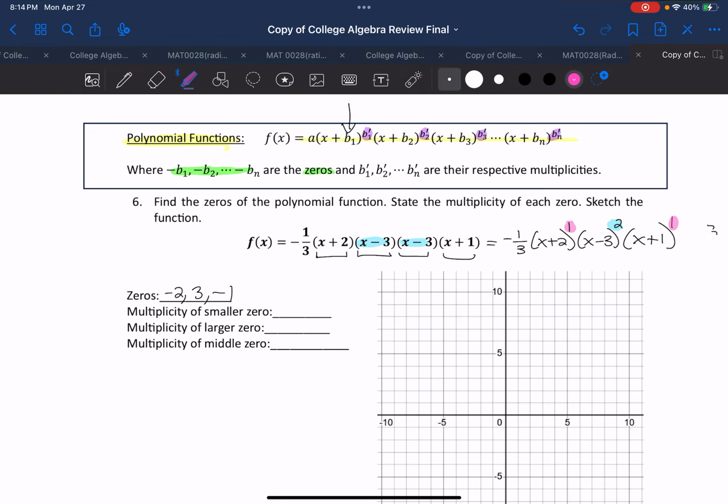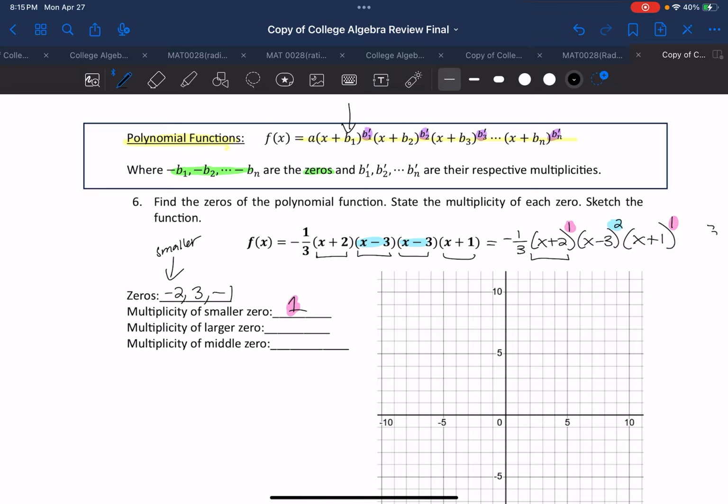Okay, so it says the multiplicity of the smaller zero. Smaller zero just means which one of these was the smallest number. Negative 2 was the smallest number out of 3 and negative 1. So the multiplicity of the factor of negative 2, where that came from, is 1, because that's the exponent. So that's the smaller zero.